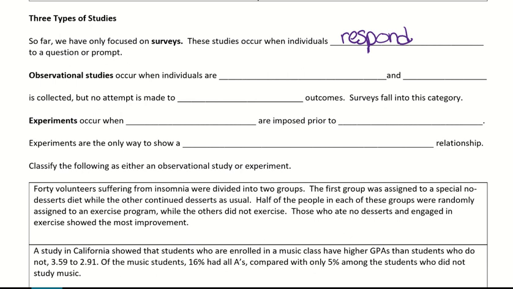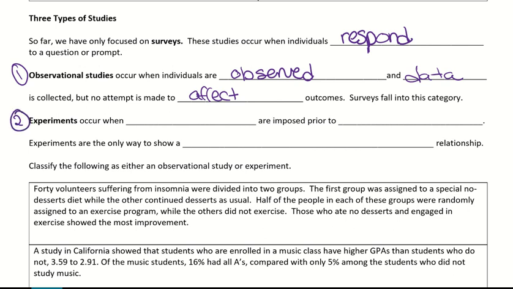The first way is called an observational study. And the key word in there is observe. Those occur when individuals are observed and data is collected, but there's no attempt made to affect outcomes or change the outcomes. So surveys fall into this category because we observe the data that we're given, but we don't try to impact the outcomes. Experiments are a little bit different.